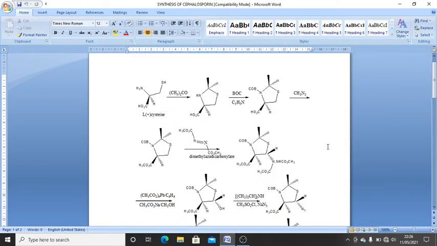Hello everyone. The next synthesis that we'll be discussing is the synthesis of cephalosporin. The synthesis of cephalosporin was given by Woodward et al. in the Journal of the American Chemical Society, volume 88, in the year 1966, at page number 852. So we will be discussing the cephalosporin C synthesis.